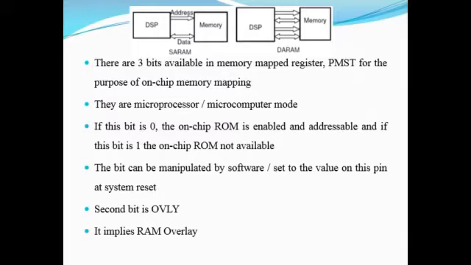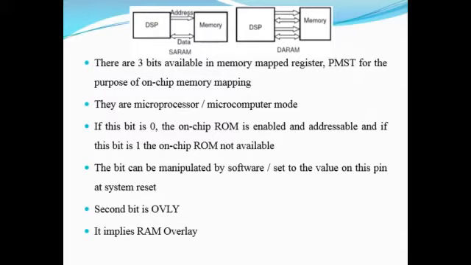So the on-chip ROM is enabled and addressable. So that is what we consider. If this bit is 0, on-chip ROM is enabled and addressable. Similarly, if this bit is 1, then the on-chip ROM is not available, so it cannot be used, it cannot be addressed. So if it is reset, on-chip ROM can be enabled. If not, it is disabled.